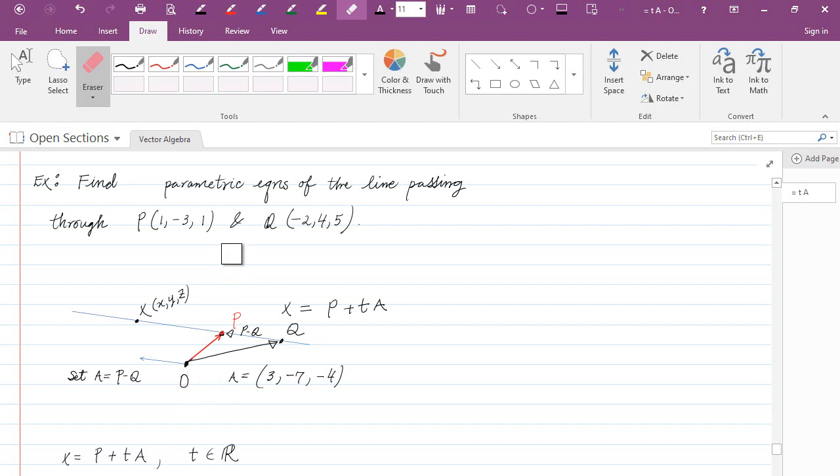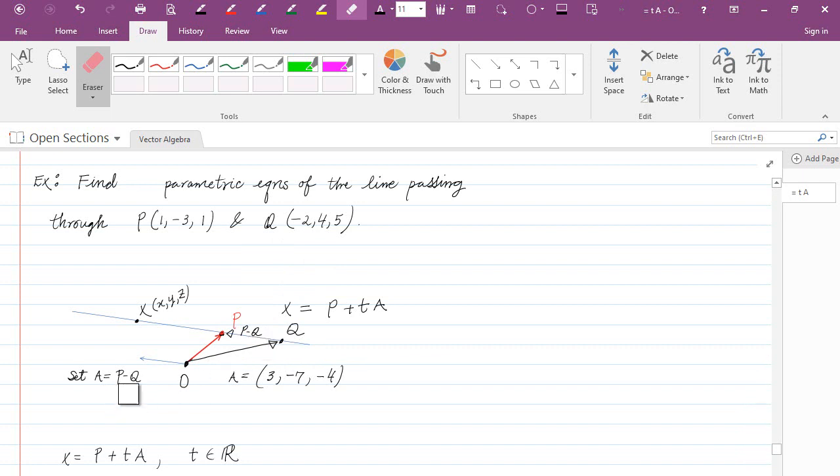So in order to write down the equation of this line, I need to know a vector that's parallel to the line, and I also need one point on the line. Well, I have 2 points, so I can pick any one of them as the given point, but I need a vector that's parallel to the line. How do I do that? Well, the vector from Q to P would be P minus Q, because it's the tip minus the tail.